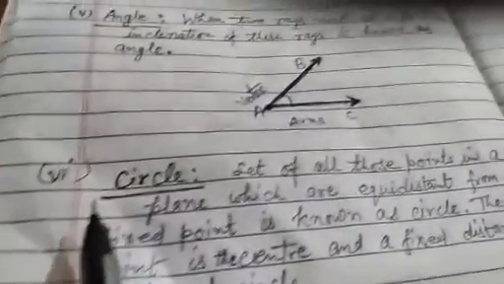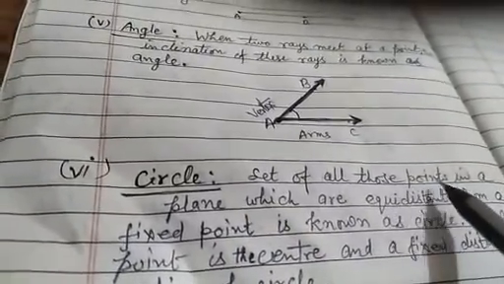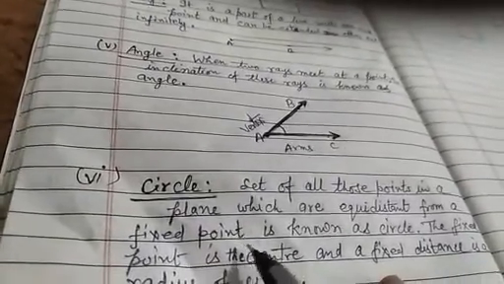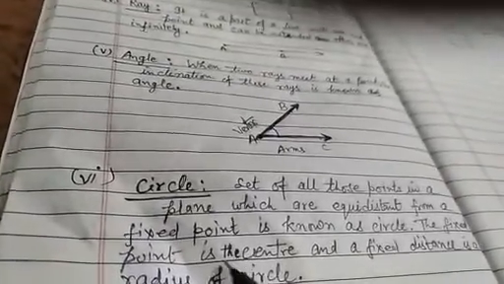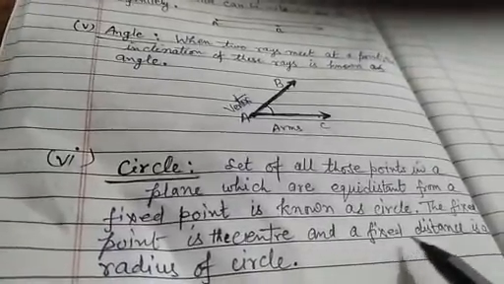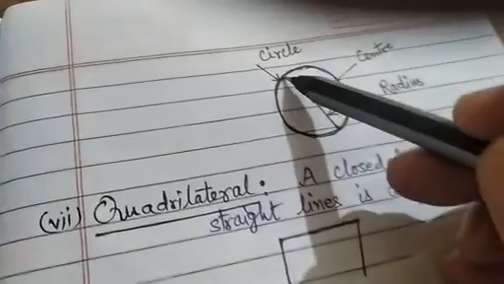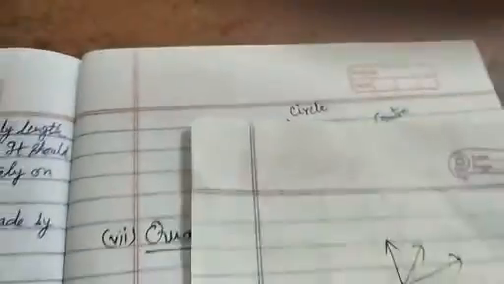Next one, circle. What is a circle? The set of all those points in a plane which are equidistant from a fixed point is known as a circle. The fixed point is the center and the fixed distance is the radius of the circle. See here, the circle, the outer periphery of the circle, this is the center and this is the radius.